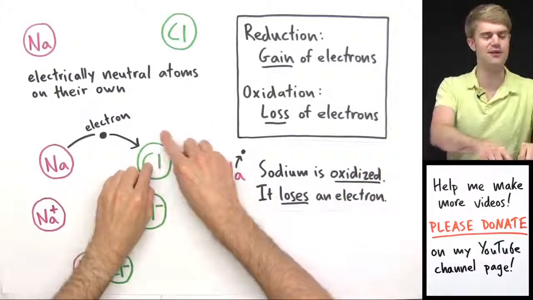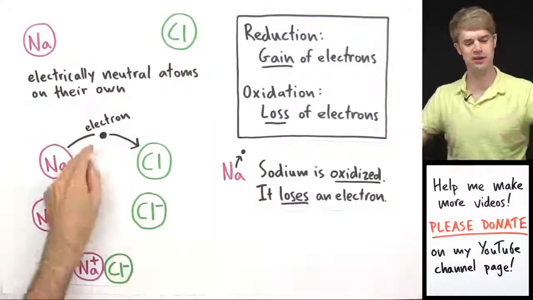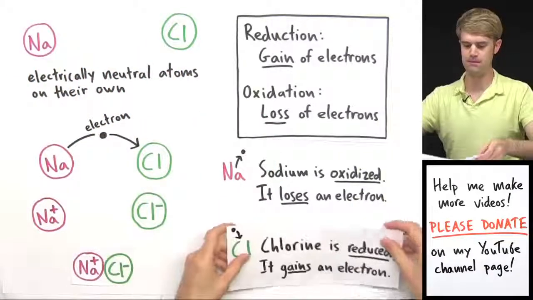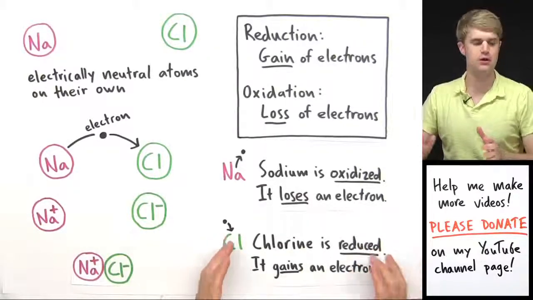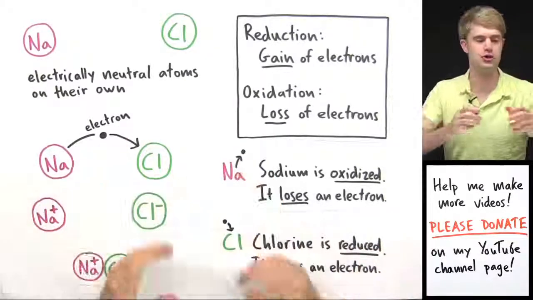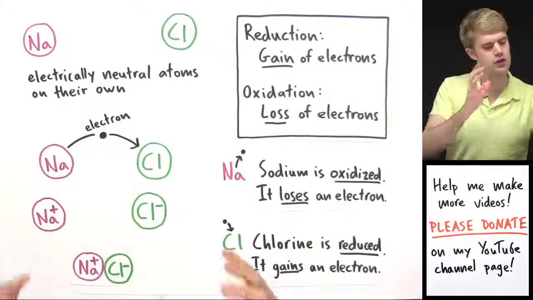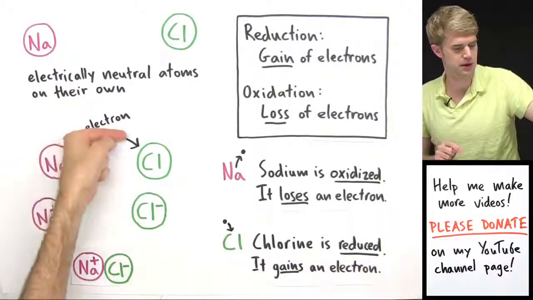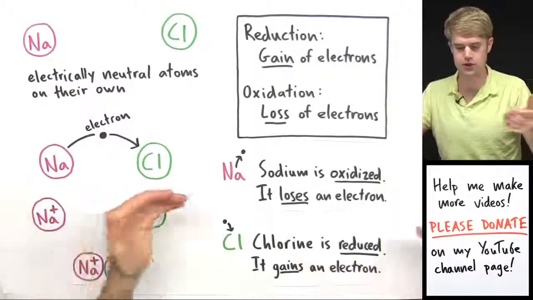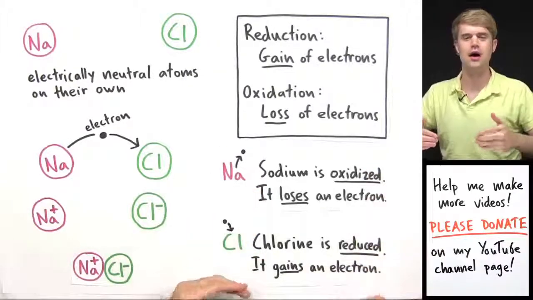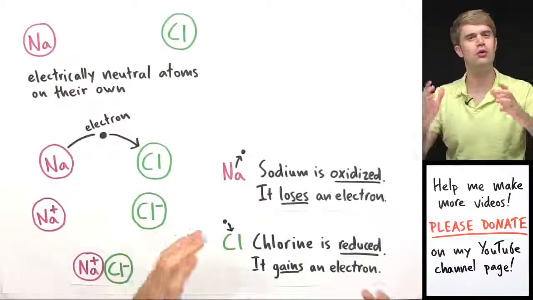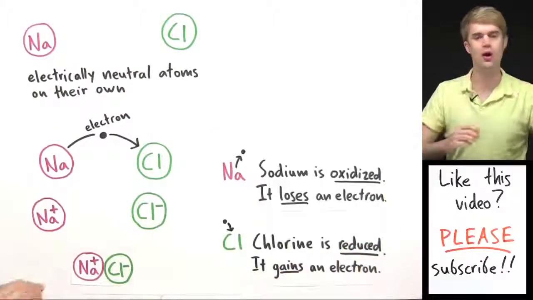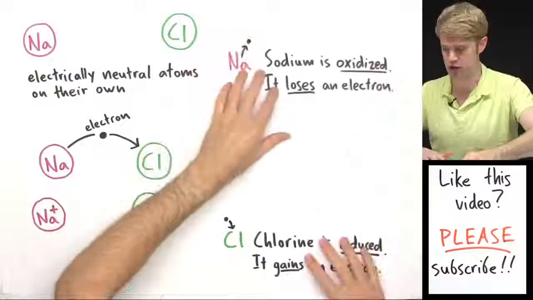Now chlorine, on the other hand, is receiving an electron. It's gaining an electron, so chlorine is being reduced. So there's oxidation and reduction going on here. We can show this oxidation and reduction with this picture that I drew, or we can describe it in words. The next thing that I want to do is show you how we can write chemical equations that show oxidation and reduction.